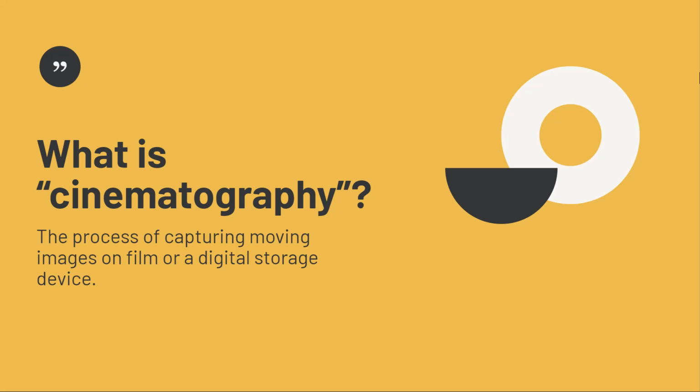In film studies, the term cinematography refers to the process of capturing moving images on film or a digital storage device. Cinematography is similar to still photography, but its methods and technologies distinguish it from its static predecessor.